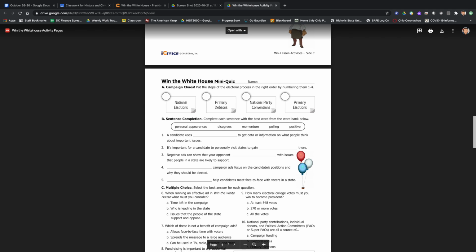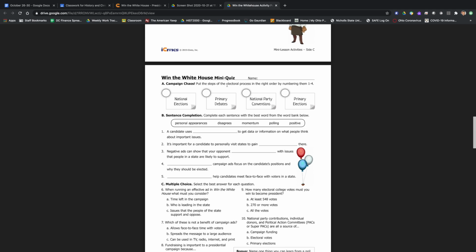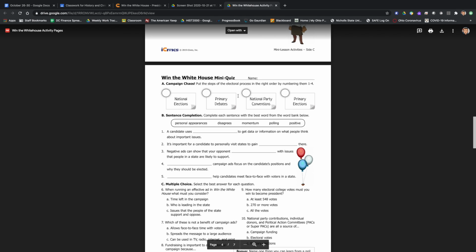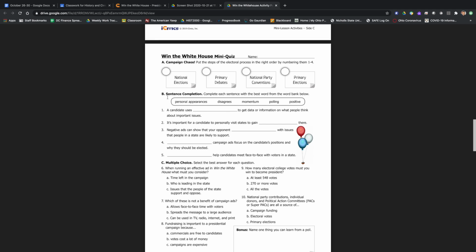Next, Win the White House mini quiz. Put the steps of the electoral process in the right order, numbering them 1 through 4. 1, 2, 3, 4. Where does 1 go? Where does 2 go? Where does 3 go? Where does 4 go? Next, sentence completion. Complete each sentence with the best word from the word bank below.